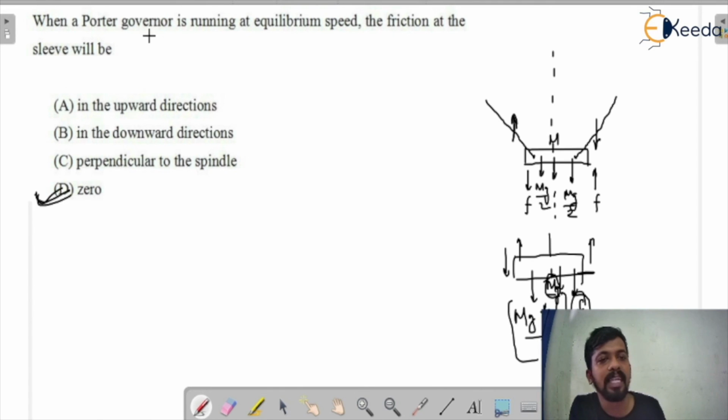So basically for this question, when the Porter governor is running at equilibrium speed, the friction at the sleeve will be zero.